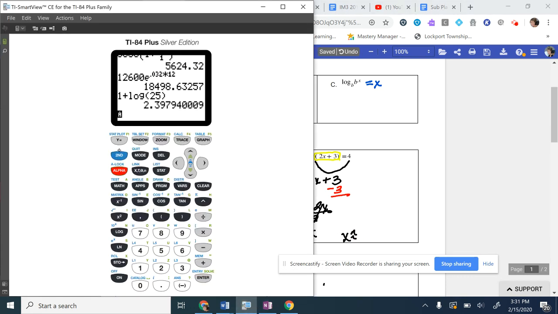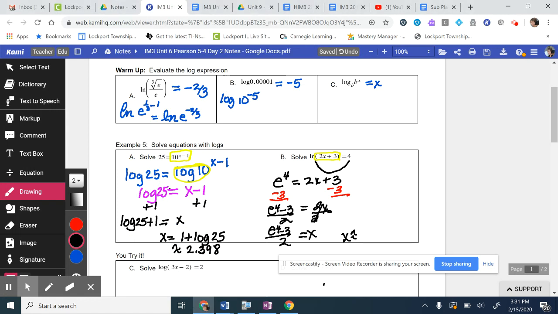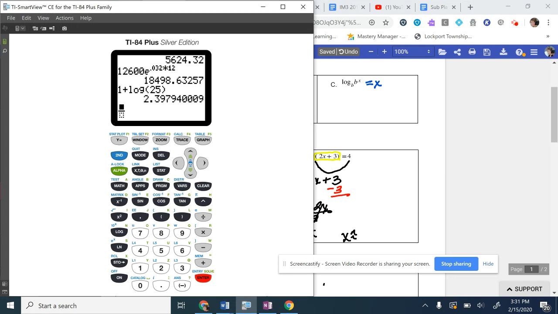So we'll set up our fraction, numerator, denominator, and we want to put in e to the fourth minus 3, second, natural log, e to the fourth, make sure you get out of the exponent, and then we divide all of that by 2. And we get 25.799.